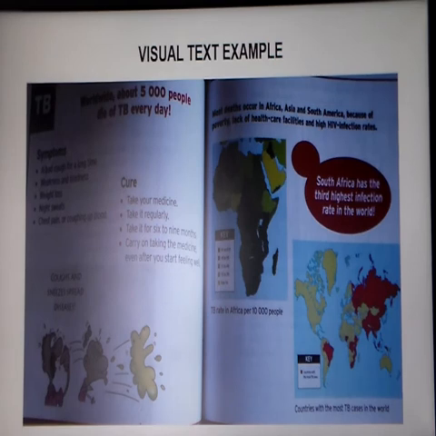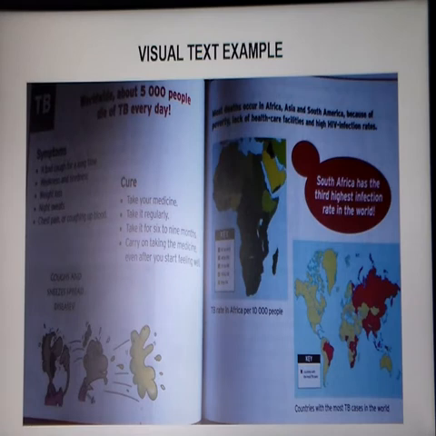Now what I've decided to do is a bit of an exercise. I've included a visual text that I want you to answer questions on. So please study this text very carefully. Even though this is a very serious text, it's about tuberculosis or TB, which is a disease that causes about 5,000 deaths every day worldwide.